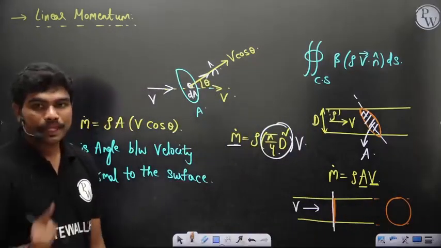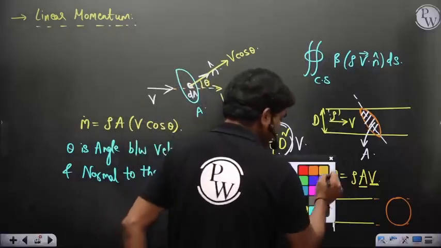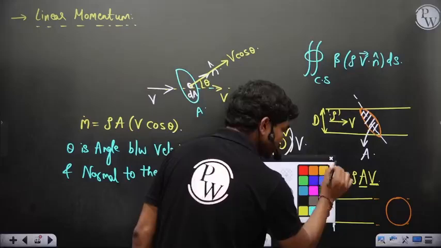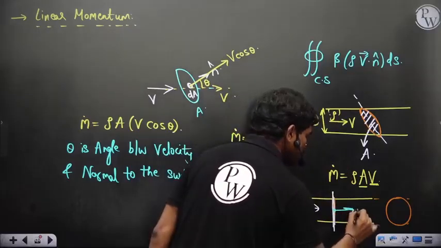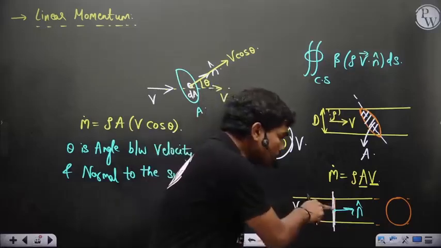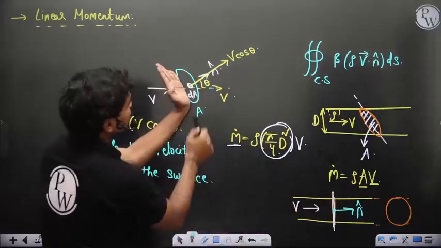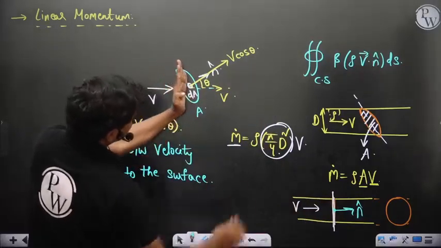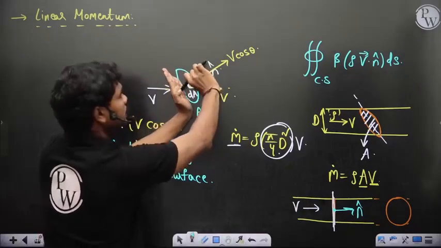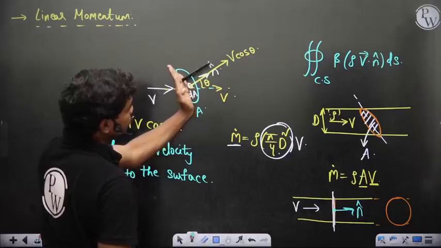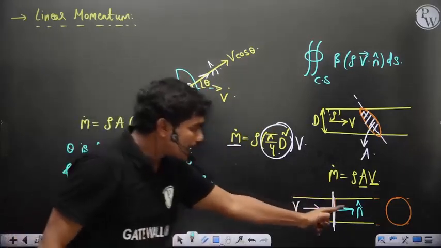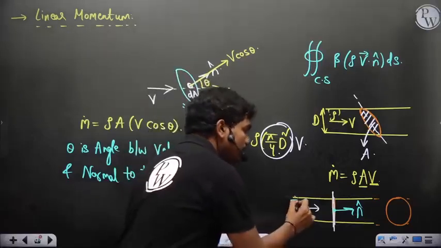Then if this is the surface, the outward normal to this surface would be in this direction. Okay, so this is n cap. Clear? So flow is going here, so this is the surface. If this area gets straight, this n cap will also become horizontal. If n cap becomes horizontal, what is the angle between v and n?